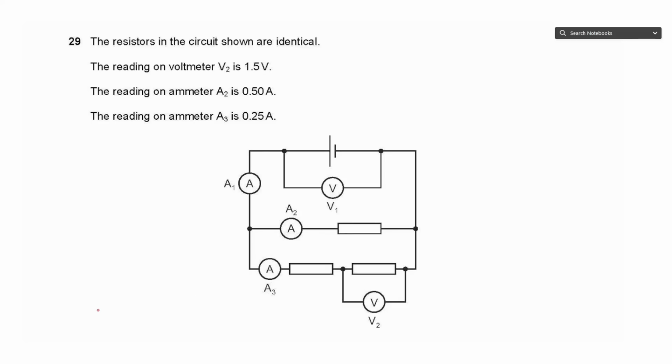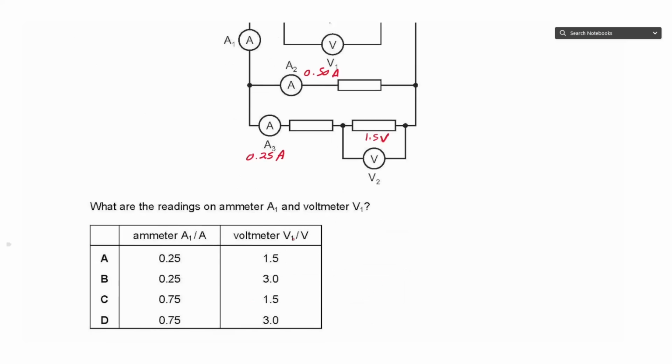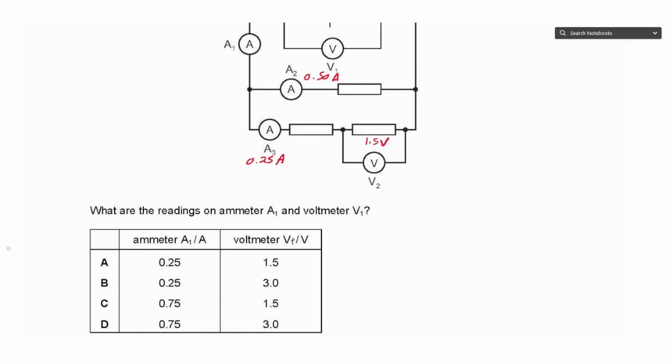Question 29 says the resistors in the circuit shown are identical. The reading on the voltmeter V2 is 1.5 volts. The reading on ammeter A2 is 0.50 amperes, and the reading on the ammeter A3 is 0.25 amperes. So we have here 1.5 volts, 0.25 ampere, 0.50 amperes. What are the readings on ammeter A1 and voltmeter V1?